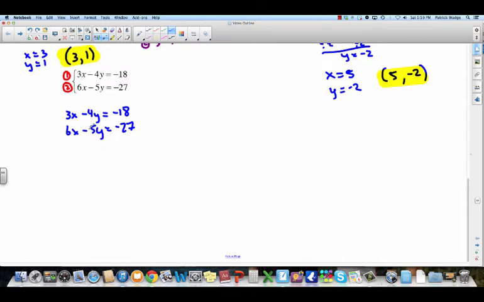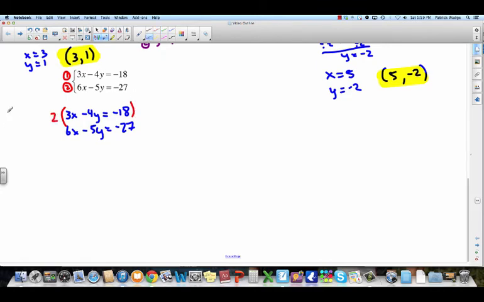So what can we do to get them the same or opposite? Do you see which variable, x or y, is going to be easiest to get the same? It's going to be easiest to get the x's the same. And how are you going to do that? You're going to multiply this first equation up here, this whole equation, by 2.